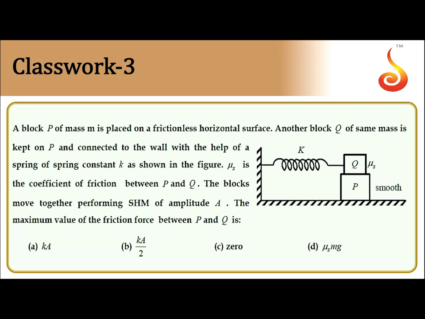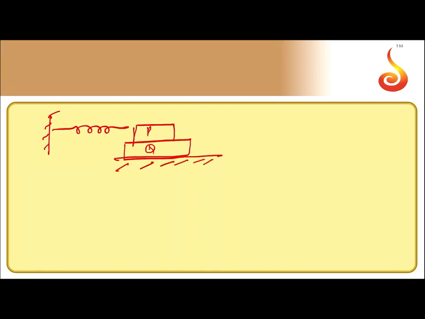Now, suppose I consider the maximum value of friction. Notice that the construction can be shown like this. This is P, this is Q with this spring attached over here, this being kept on the ground. Mu s being the coefficient of friction. If I consider the maximum force of friction, that is equal to M into A, M into omega square into A.